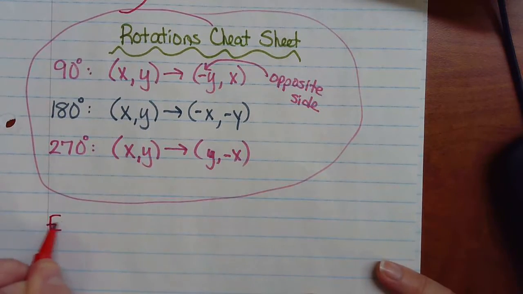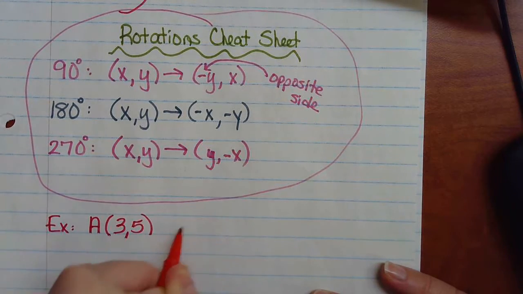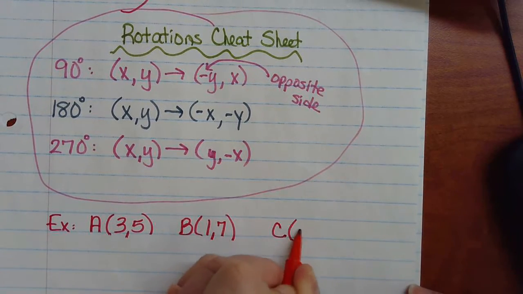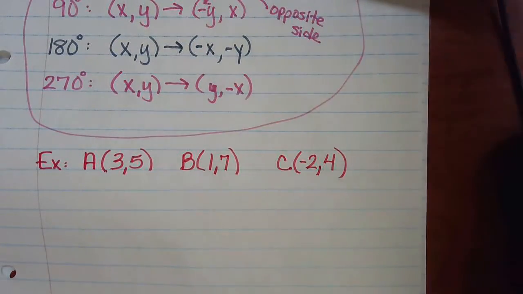So for our example, we have point A at 3, 5. We have point B at 1, 7. And we have point C at -2, 4. So these are the 3 points that we're going to use.